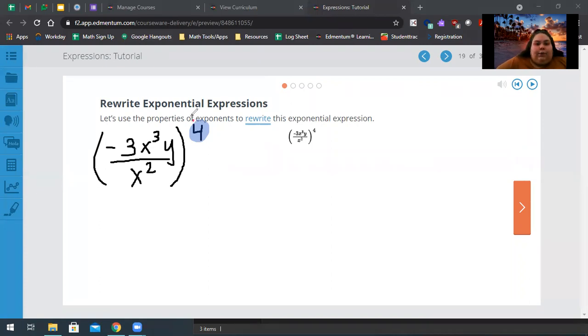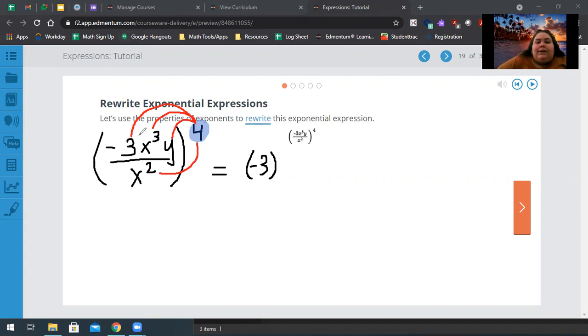So this 4 will go to this negative 3. It will go to this x cubed, it will go to this y, and it will make its way to this x squared. I like to break them into little sections. The first thing we have here is negative 3, so I'm going to put that in parentheses, and the reason for that is because it has a negative. If it was just 3, I would write 3.